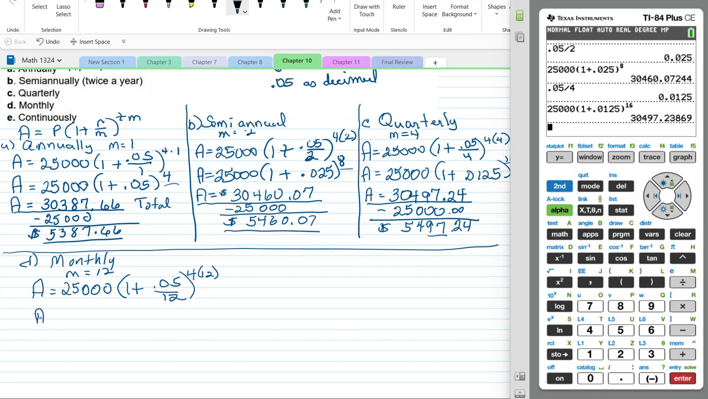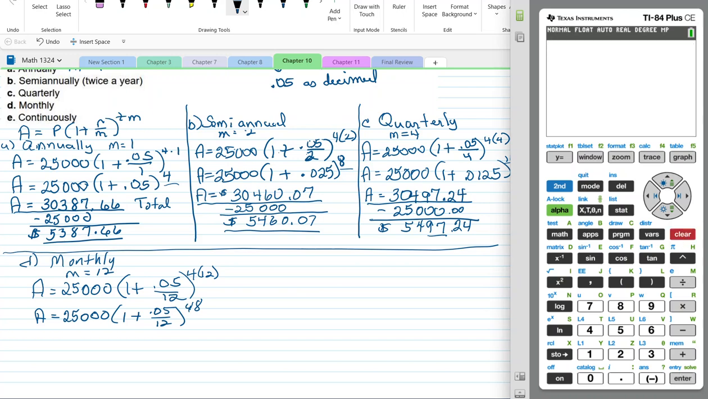And the only thing I'm going to clean up is that 48 as my exponent. 12 times 4 is 48. So here I go. So I'm going to enter. Let me clear everything because this is a little bit longer and I want to make sure you see it. Open parenthesis, 1 plus 0.05 divided by the 12, close parentheses, up caret 48, and enter.